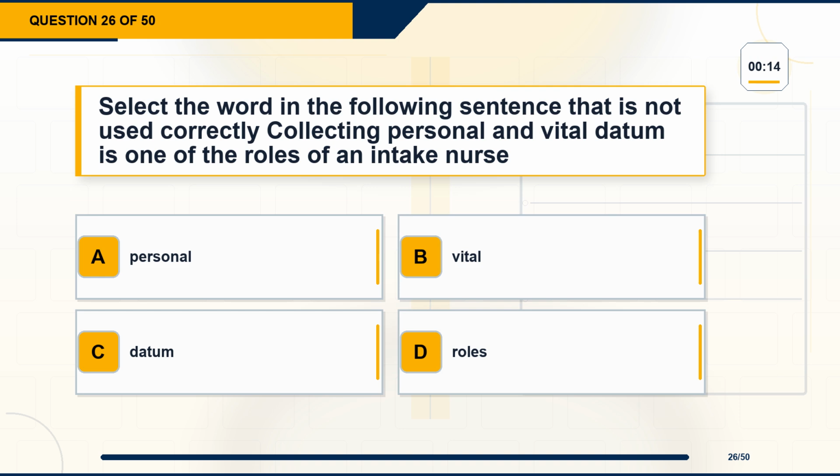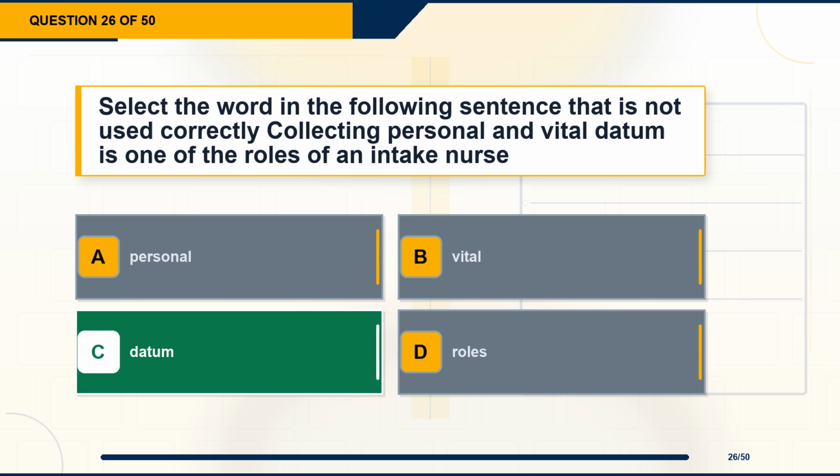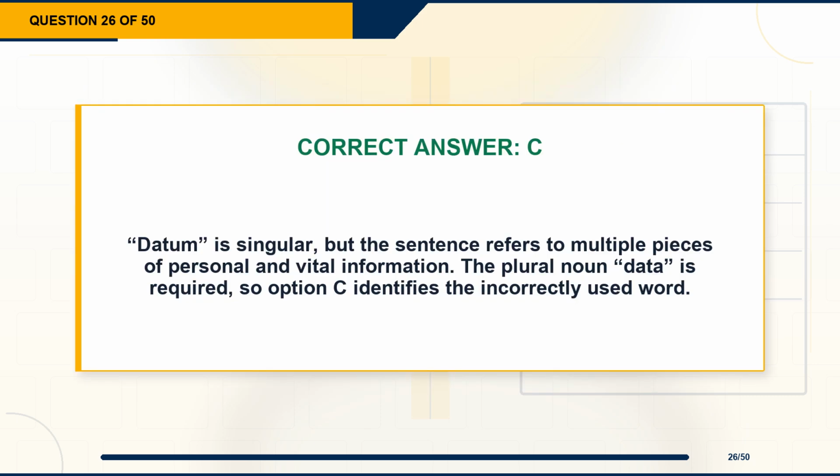Question 26. Select the word in the following sentence that is not used correctly. Collecting personal and vital datum is one of the roles of an intake nurse. Option A, personal. Option B, vital. Option C, datum. Option D, roles. The correct answer is option C, datum. Explanation: datum is singular, but the sentence refers to multiple pieces of personal and vital information. The plural noun data is required, so option C identifies the incorrectly used word.